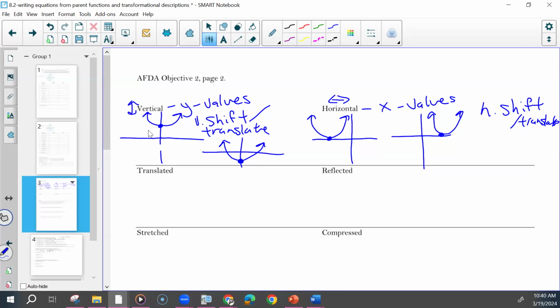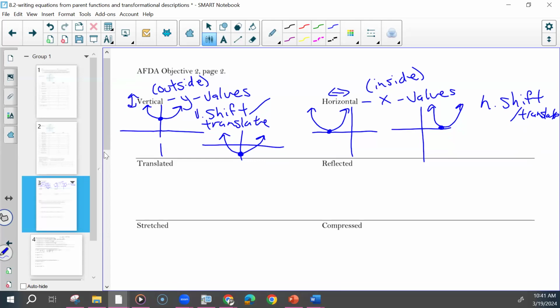When we talk about the format, these will be things that happen on the inside. Vertical things are things that happen on the outside. If it's translated, it's really doing one of these things. So it can move up, down, left, right. So we're not going to redo that part, but reflected.